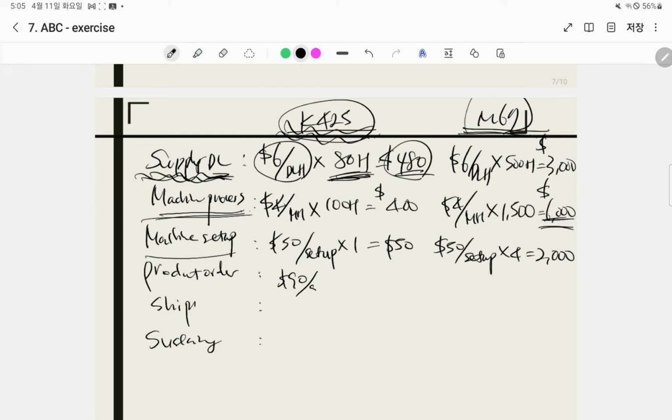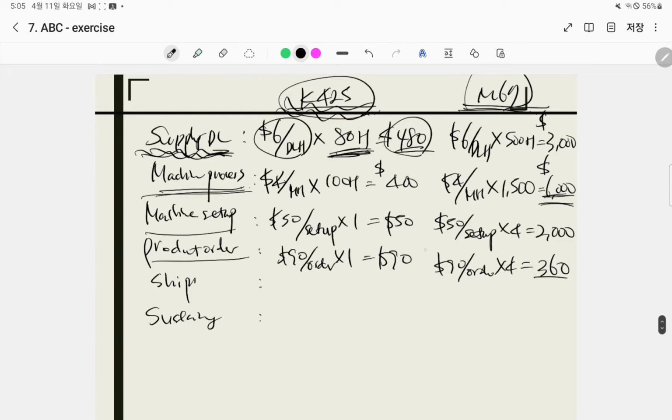and $90 per order for product order cost times 1, $90, and 90 per order times 4, $360. Shipment, $14 per shipment and 1 shipment, so $14, and $14 per shipment times 10 shipments, so 140.